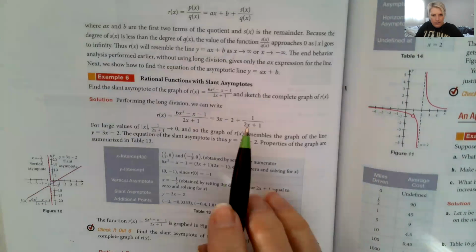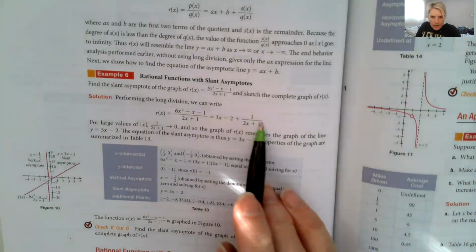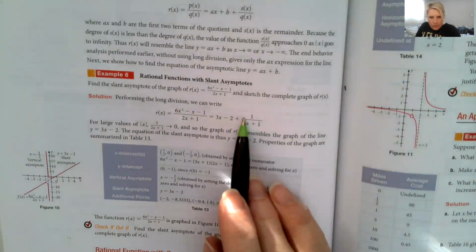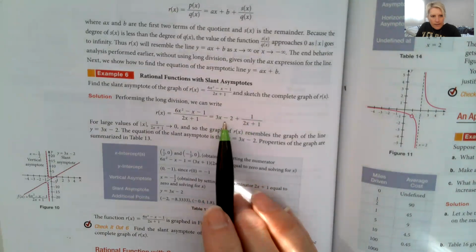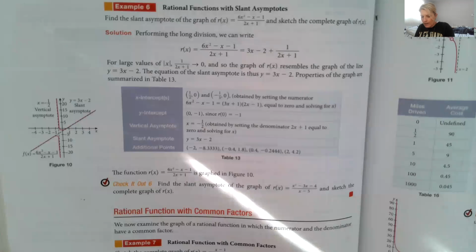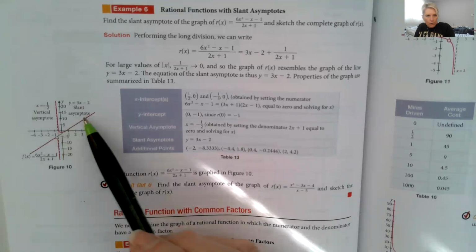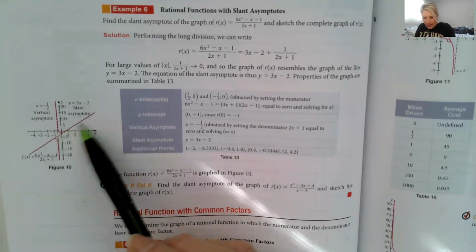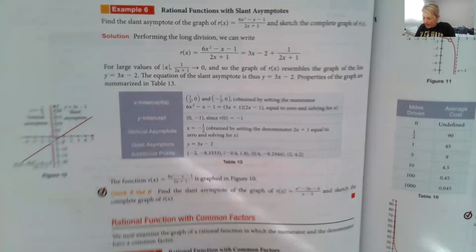That's where they get this. So the 1 over 2x plus 1, the denominator gets really big. So this remainder piece goes to 0. And we're left with this slant asymptote at 3x minus 2. Okay, so very similar to our one that we just did, right, where we had that weird asymptote here. We just didn't see it.